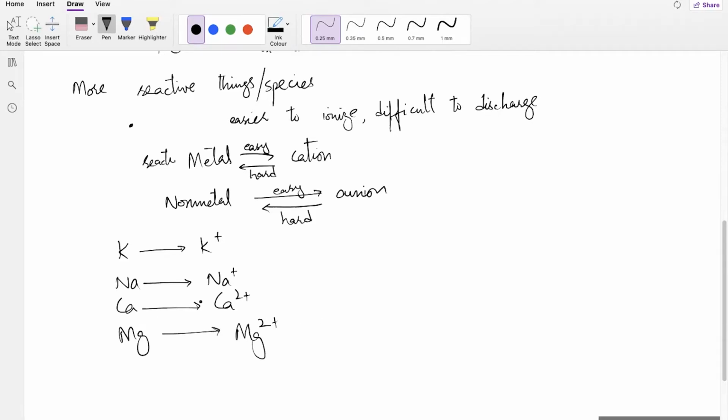And the reverse process is that magnesium ion converting back to magnesium atom is easier. Calcium converting back to calcium atom is slightly more difficult. Sodium ion becoming sodium is even more difficult, and potassium ion converting to potassium is the most difficult. So the more reactive anything is, the harder it is to discharge, and the easier it is to ionize. That is something you have to consider: whenever something becomes an ion, a reactive thing will become an ion faster.